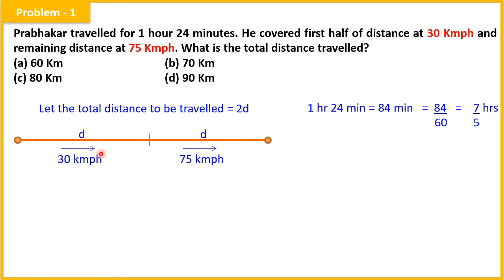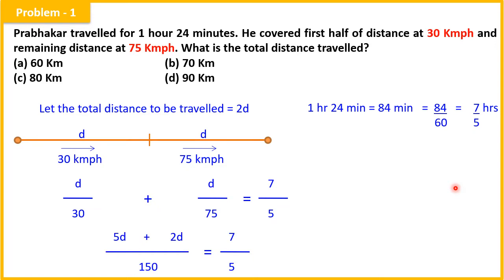So what is the time required to travel the first d kilometers? It will be d/30. And the time required to travel the remaining d kilometers is d/75, as time is equal to distance divided by speed. So d/30 plus d/75 is the total time for the first half and second half, which equals 7/5 hours, so called 1 hour 24 minutes. If we solve this equation by taking the LCM of 30 and 75, which comes out to be 150, and simplify, d comes out to be 30 kilometers.